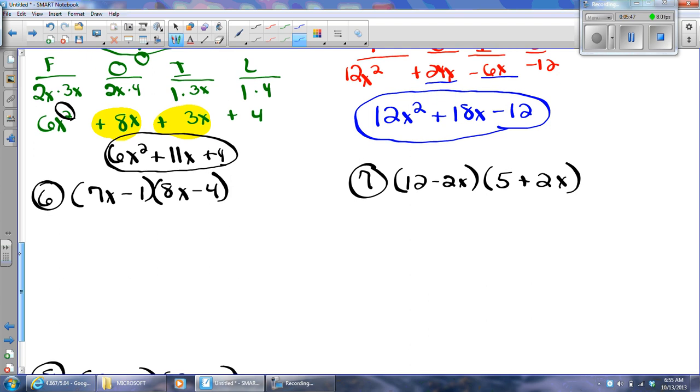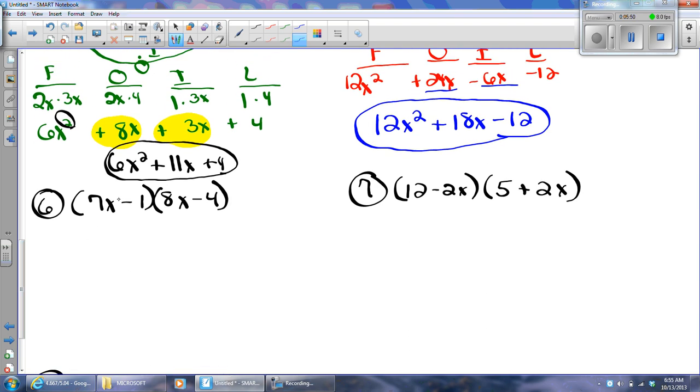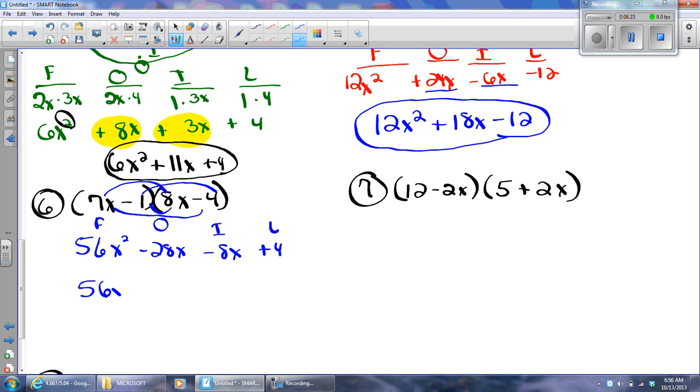All right, let's drop down to 6 and 7. I'm going to do my firsts. I'm going to get 56x squared. Sorry about that. There's my firsts. Okay, get my outers. Looks like those will be negative 28x. My inners will be negative 8x. And my lasts will be plus 4. Combining my like terms, 56x squared minus 36x plus 4. And there you go.